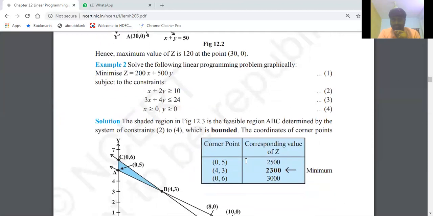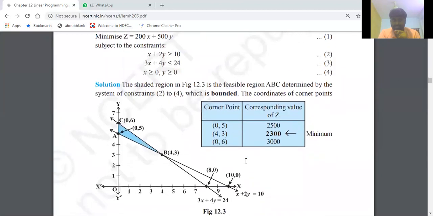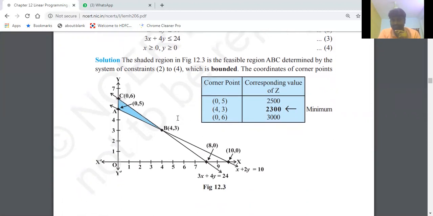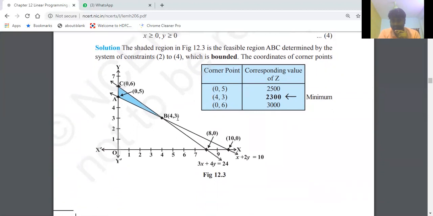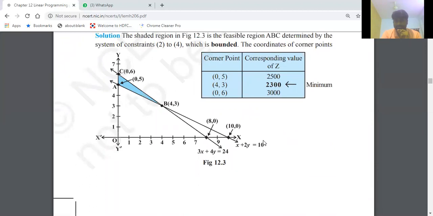Now the second example, so you can observe there. It's very easy. See here, the point of intersection is the answer: 4 comma 3. Here also, is the region bounded or not? Yes. You have to write all these. From the figure, the region is A, B, C, A, which is bounded and closed with the corner points 0, 5; 4, 3; 0, 6. After that, take a table of corner points and solve.